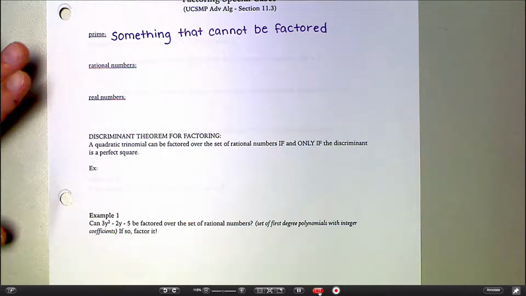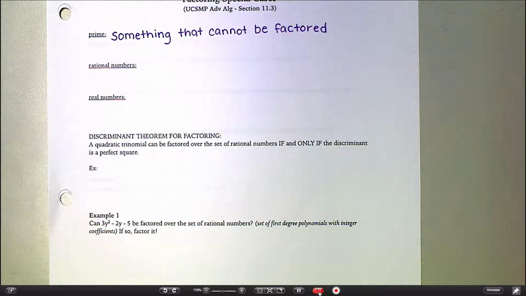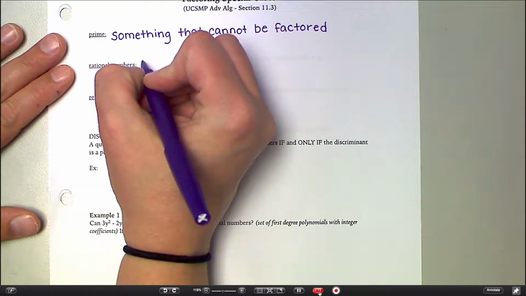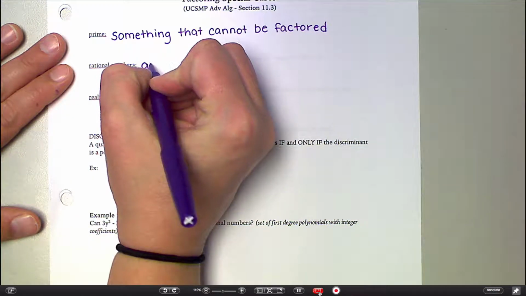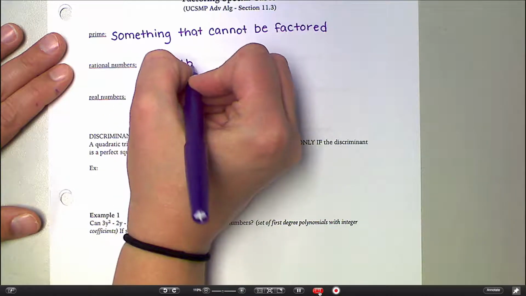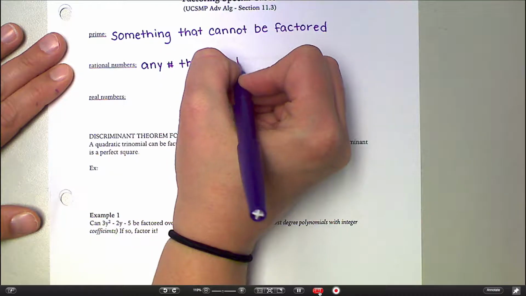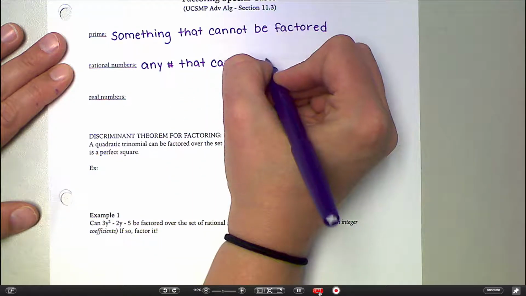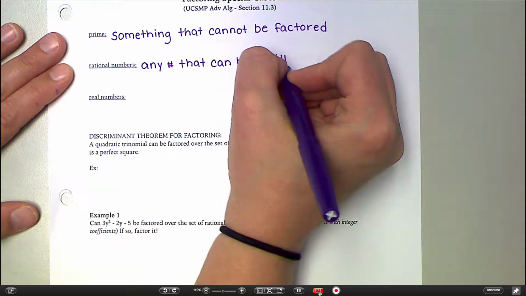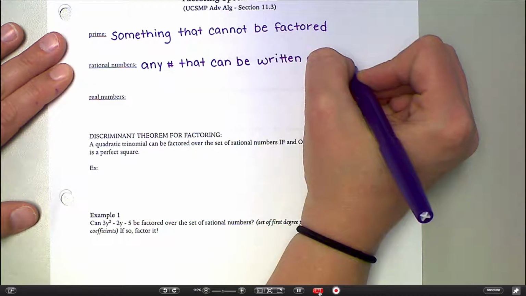And then I just want to remind you about rational numbers and real numbers, okay? And really what's important here is the difference between the two. Technically, the definition of rational numbers is the set of any number that can be written as a fraction. So that's the mathematical definition of a rational number.